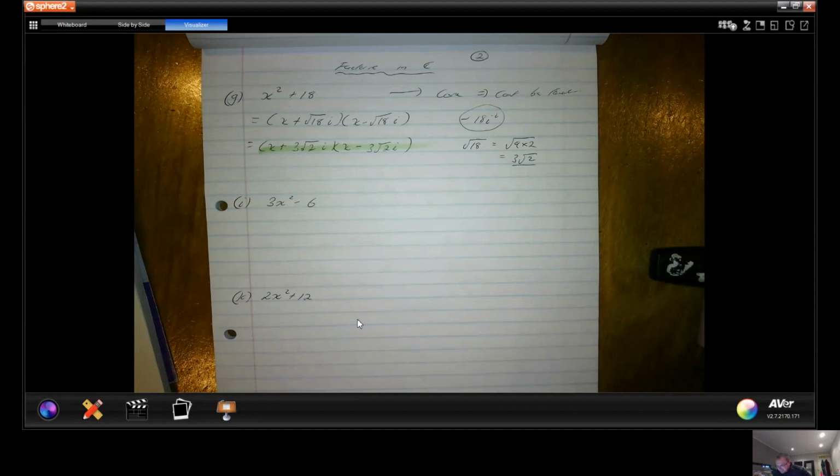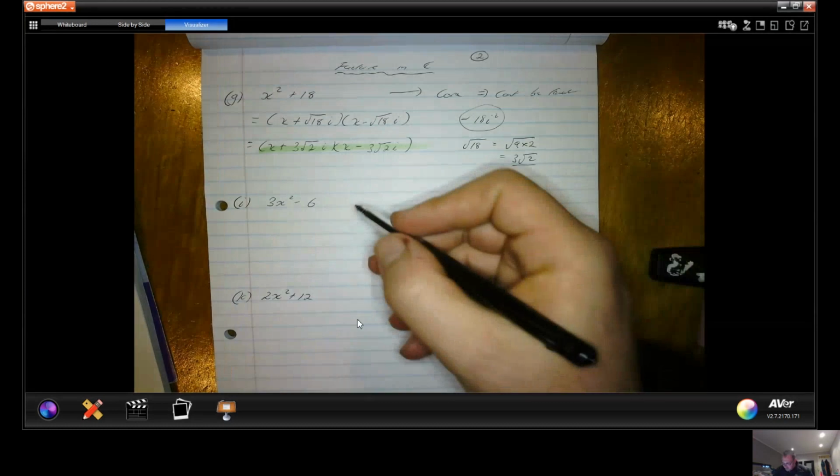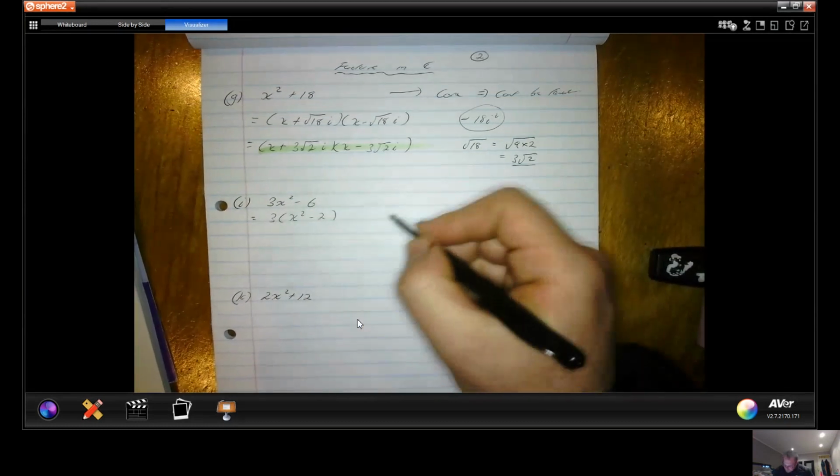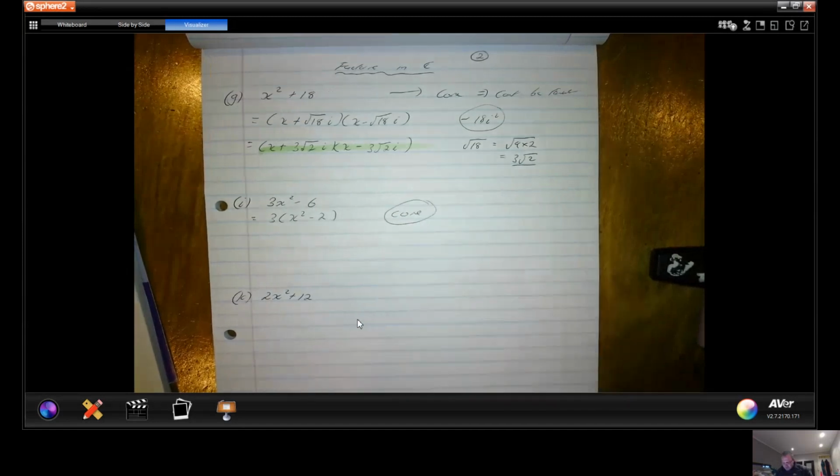Right, so now, the next one, 3x squared minus 6. Well, in core, how would you factorize that? You'd just take out a 3, and you'll be left with x squared minus 2. And that'll be your answer in core. You'd stop there. But in AP, we can go a bit further.